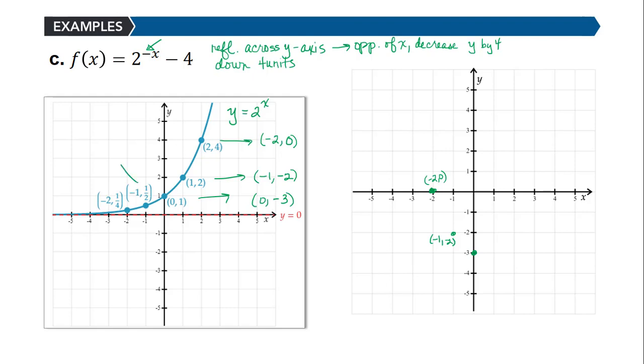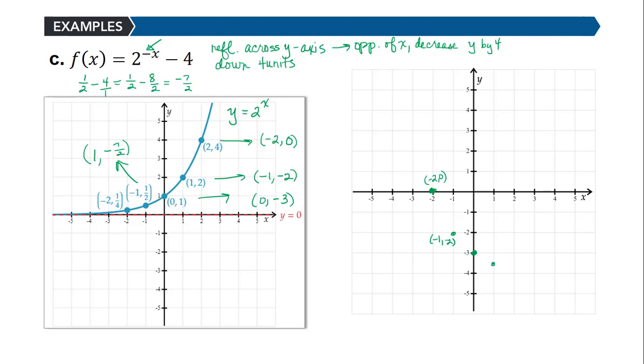(-1, 1/2). I take the opposite of the x value, which is positive 1. And then I have to decrease 1/2 by 4. So 1/2 minus 4. If you think about this as to get a common denominator of 2, 4 over 1 is really 8 over 2, right? And so 1/2 minus 8/2 is negative 7/2. So this will move to the point (1, -7/2).